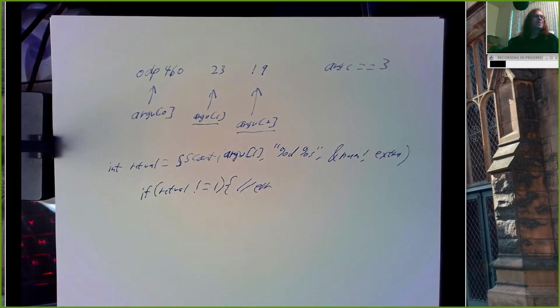Yes, argv bracket n is the memory address of the first character of the n minus first argument. You got it.